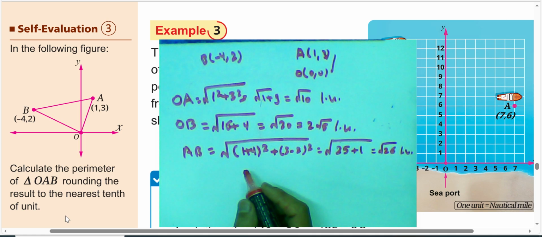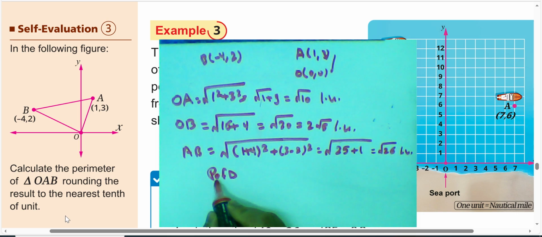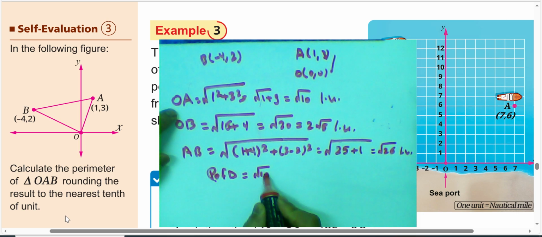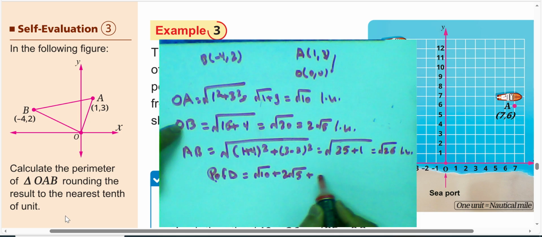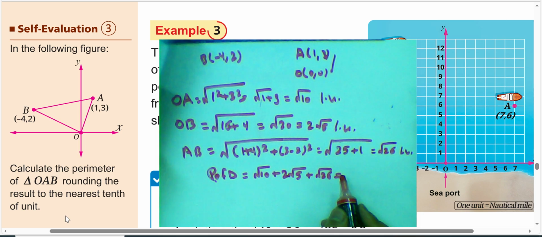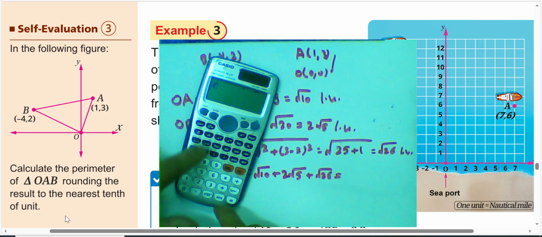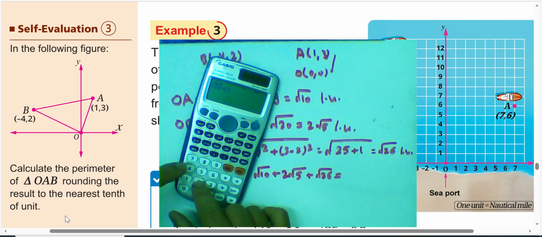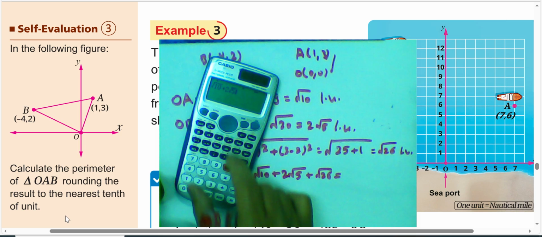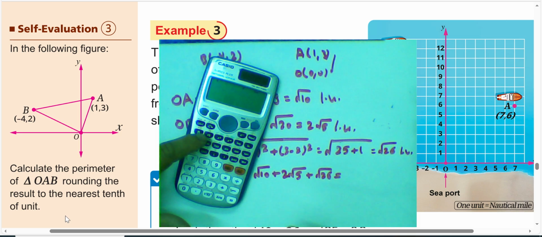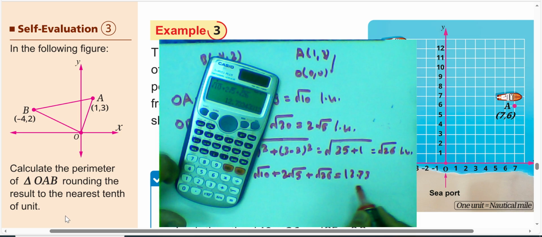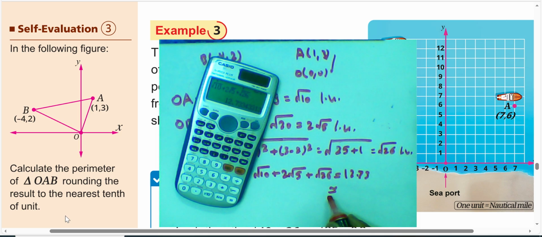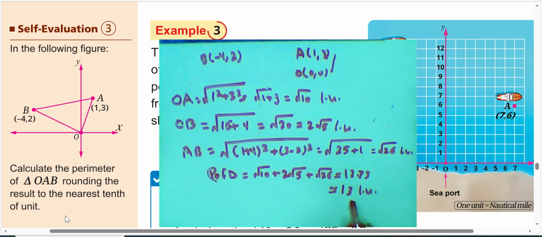Then he wants to find the perimeter of the triangle. We add the square root of 10 plus 2 square root of 5 plus the square root of 26. The result will be 12.37. We can approximate it to the nearest unit. It will be 13, because the 7 gives 1 to the left-hand side. The result will be 13 length units. The perimeter equals 13 length units. Okay, understood?